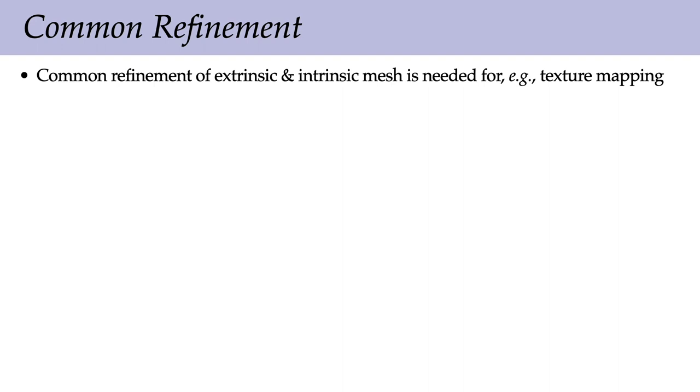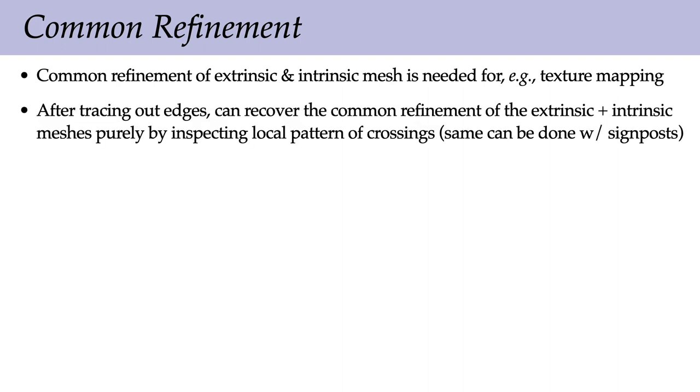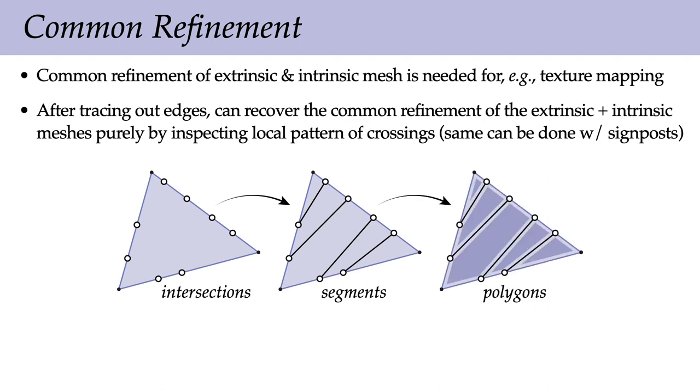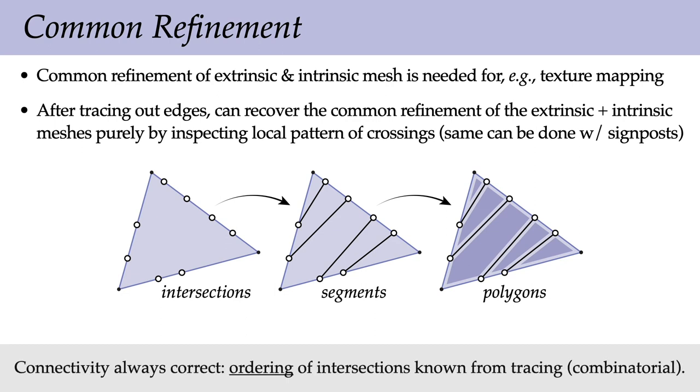Okay, so one final thing is that if we need to interpolate any intrinsic data over the extrinsic mesh or vice versa, like texture coordinates or colors or vertex positions or whatever, then we actually do need to, at the end, extract the common refinement or common subdivision of the two triangulations. So what we can do is trace out all the edges, and then we get a sequence of crossings along each edge. And it turns out that just from these crossings alone, you can unambiguously determine how segments and polygons should be connected up. And you can do this with either signposts or integer coordinates. The benefit of the latter is that the connectivity is always correct. The ordering of intersections is known from purely combinatorial information.